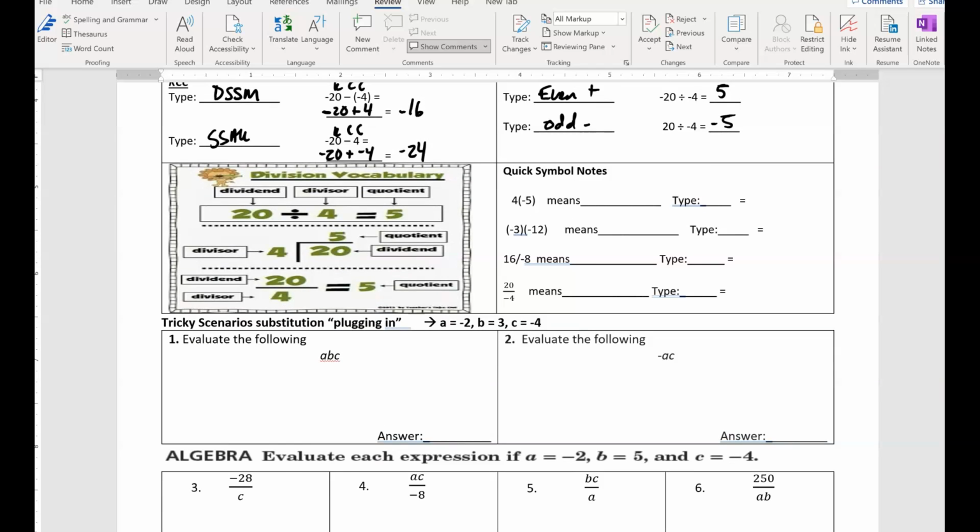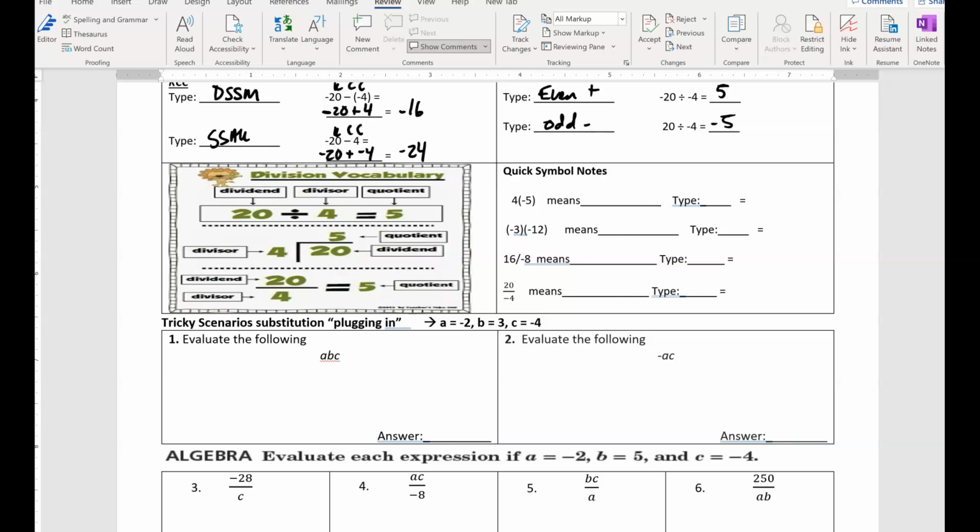Quick review of division vocabulary. The first number is the dividend. The number we're dividing by is our divisor, and our answer is our quotient. When we're doing long division, the divisor goes on the outside, the dividend, what we divide into, goes on the inside, and our quotient is the top answer. If it looks like a fraction, the numerator is the dividend, the denominator is the divisor, and again, my answer is the quotient.